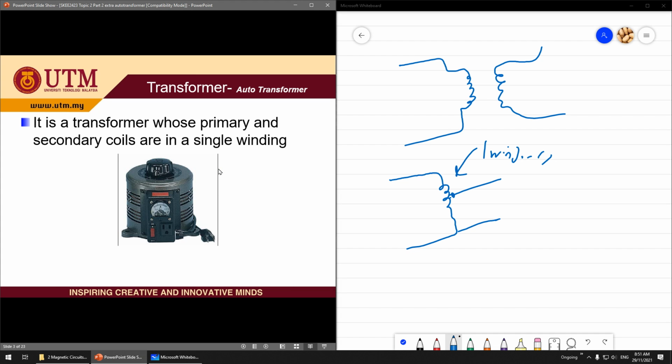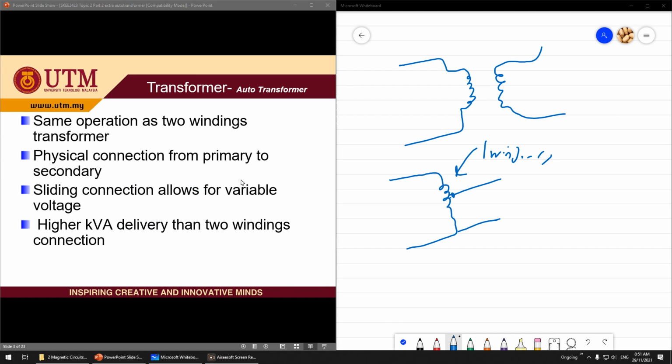Okay, so you can see here, this is the picture of the auto transformer. Same operation as two winding transformer. Physical connection from primary to secondary means that you see here the primary and secondary winding are the same. If you have a normal transformer, you have a separate winding, but for auto transformer it is the same winding. Sliding connection allows for variable voltage.